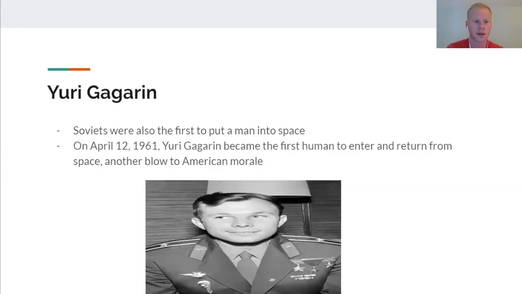The Soviet Union took another big step when they put the first man into space. So on April 12th, 1961, Yuri Gagarin became the first human to enter and safely return from space. And the Americans weren't there yet either. So this was another step forward in the space race for the Soviets.